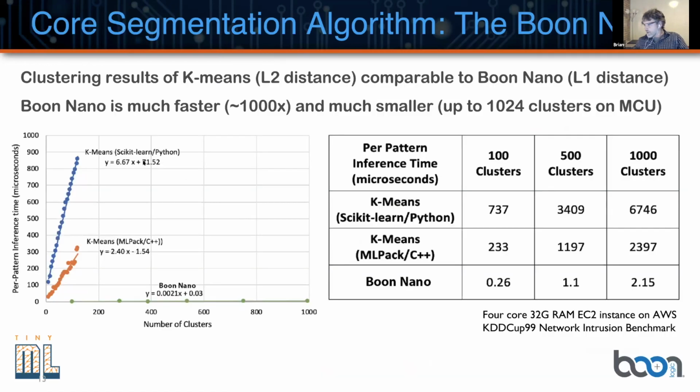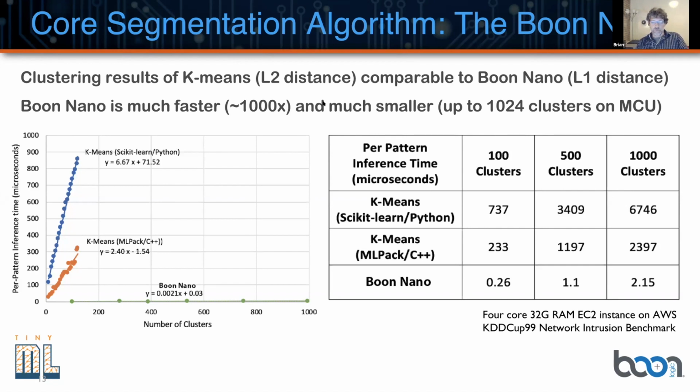I just want to say a few words about the speed of the core technology, and then I'll hand it over to Rod for a few comments about the benchmarks. So this comparison was done to k-means, which is a very familiar technology. I've used k-means most of my career. K-means is a distance-based segmentation technology using L2 distance typically. Boon Nano uses L1 distance. They produce very, very similar clustering results in practice.